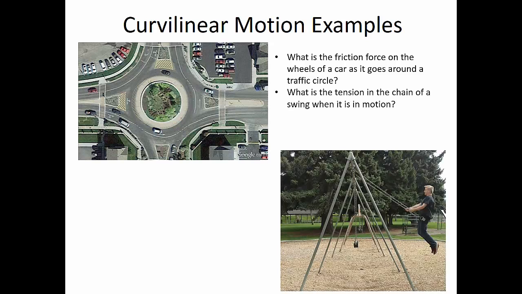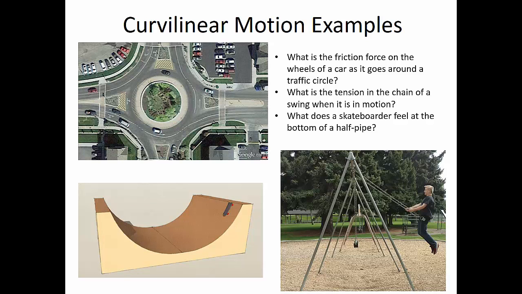We can characterize the motion of a person on a swing, but maybe what we really want to know is what's the tension in the chain of the swing as it goes through this motion. For a half pipe, we can characterize the motion of the skateboarder, but maybe we want to know what the forces are that the skateboarder will feel when he reaches the bottom of the half pipe.